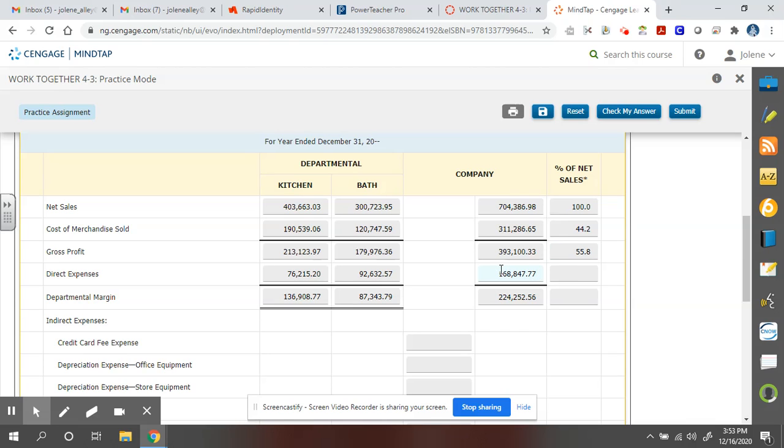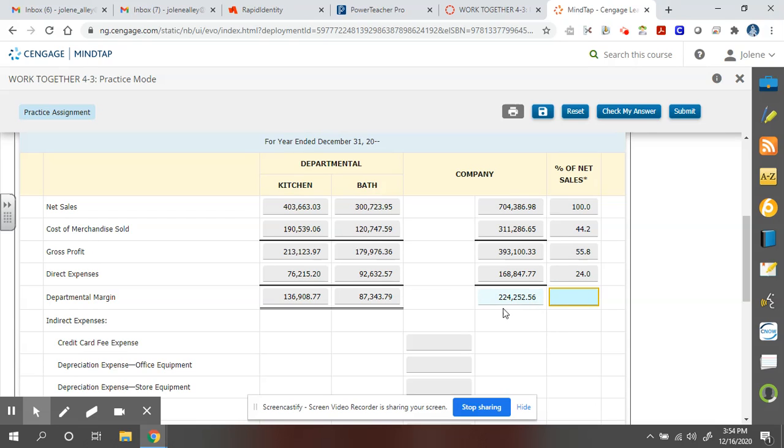Now, direct expenses. This number divided by net sales. It says net sales on each one of these. Okay, so this always goes in the denominator. So 168,847.77 divided by 704,386.98. And I got 24.0 because you're going to have to round it up.